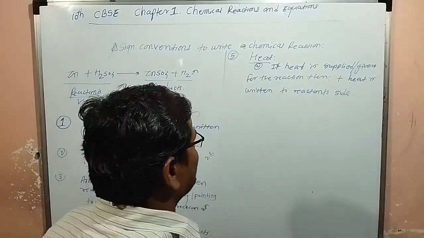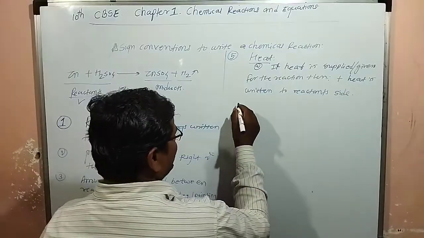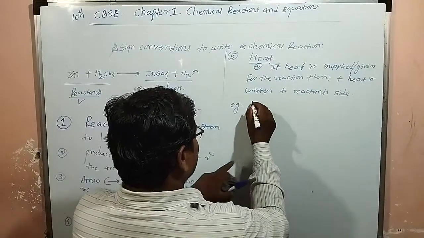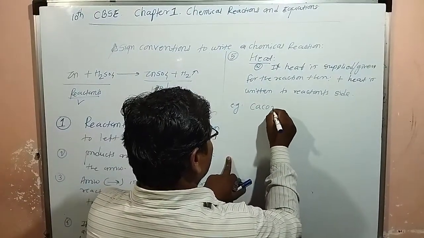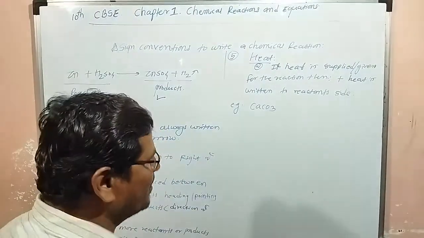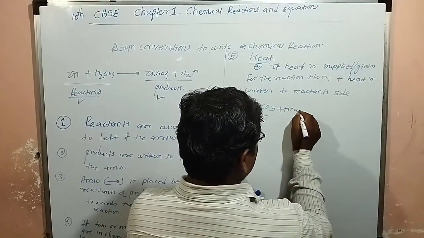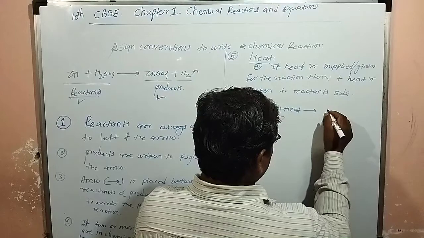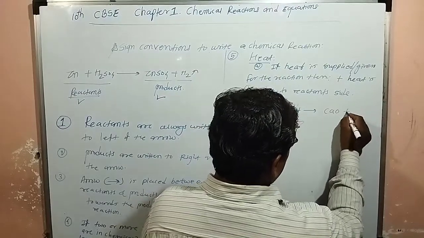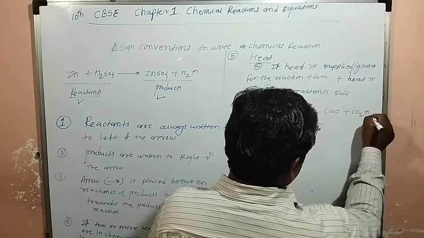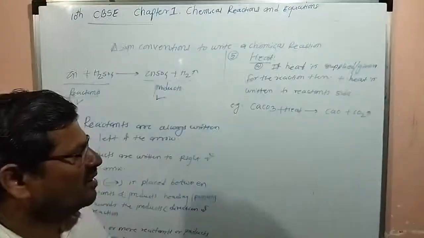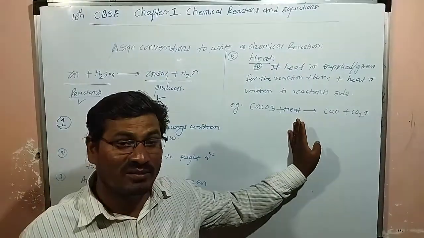Okay, so reactant side. For example, suppose a chemical reaction has CaCO3, calcium carbonate, and heat is provided. Then you write plus heat on the reactant side, and the products will be CaO plus CO2 gas. Like this, if heat is provided, you write plus heat.